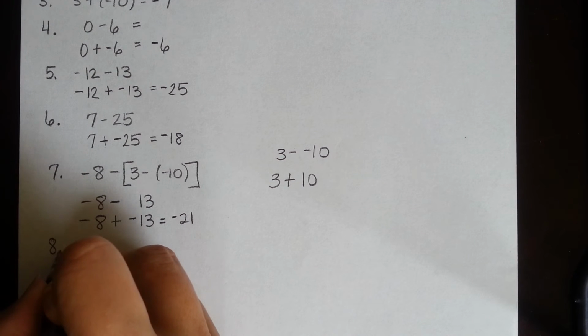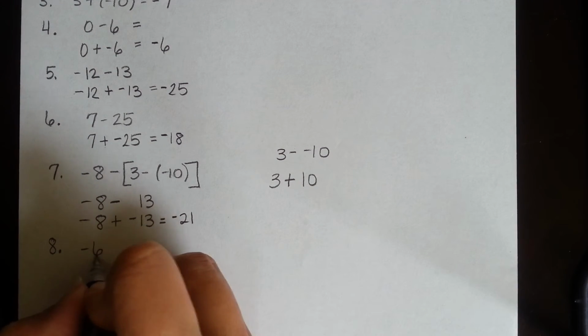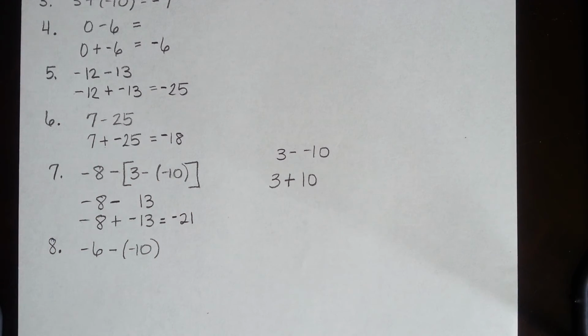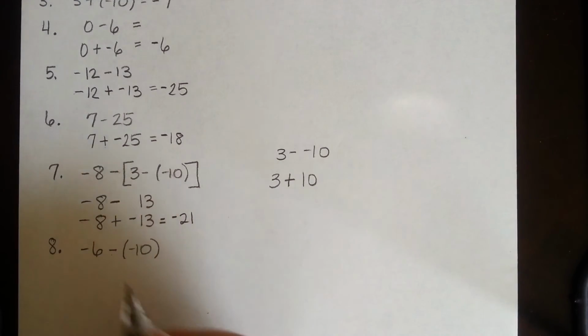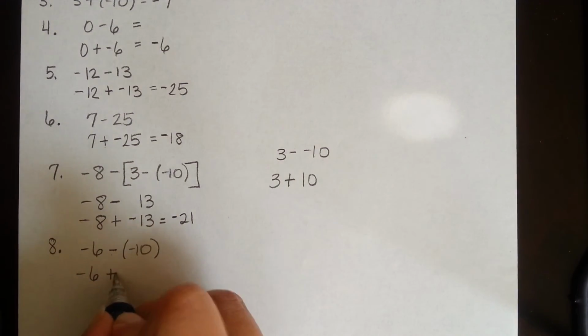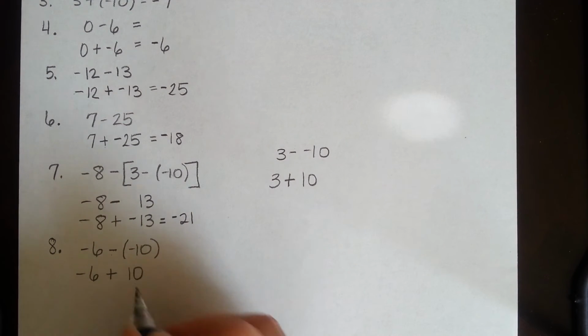Problem number 8. Negative 6 minus negative 10. If I'm looking at this one, it's a subtraction problem. So I'm going to leave the first term alone, negative 6, change from subtract to add, and the opposite of negative 10 would be positive 10.